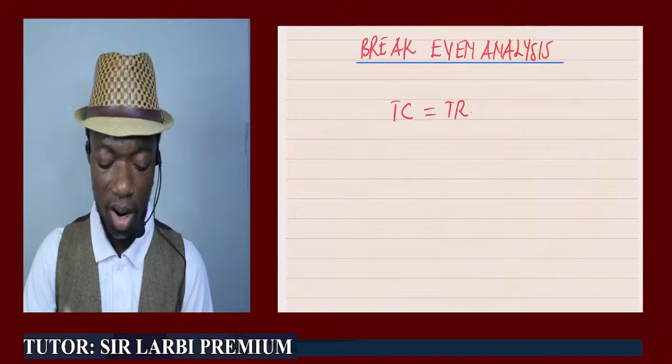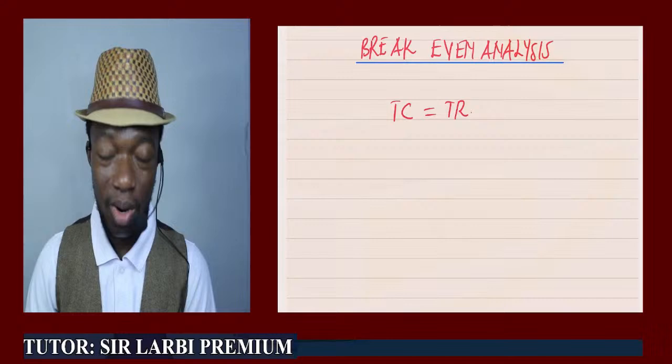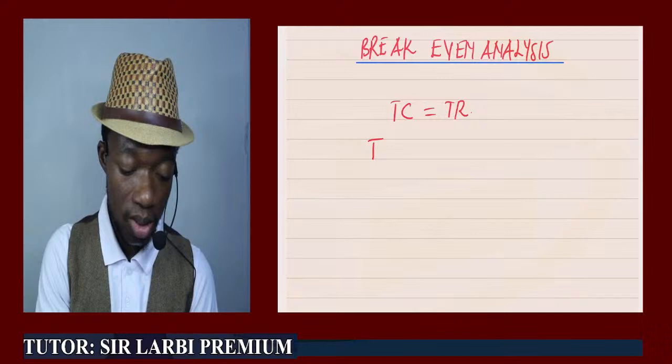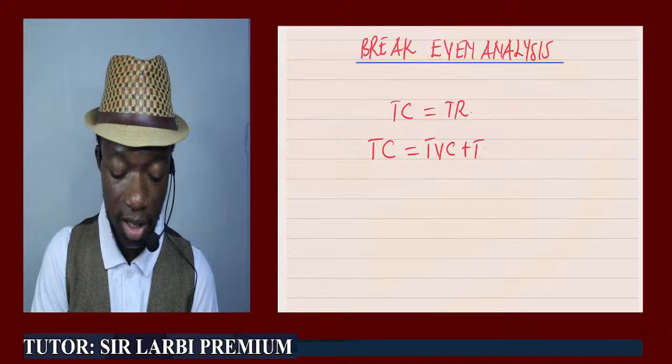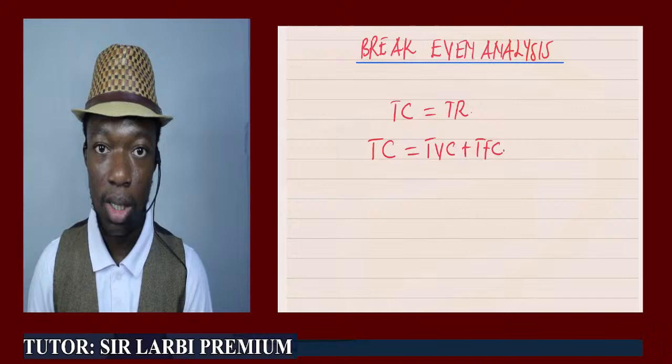Once you're able to establish this, let us expand it further to get what total cost is and what total revenue is. Total cost can also be measured as our total variable cost plus total fixed cost. Follow carefully: total variable cost plus total fixed cost.